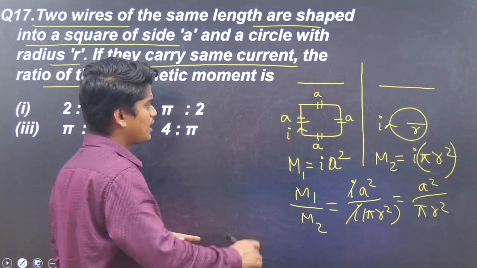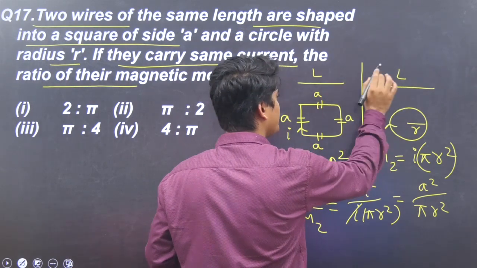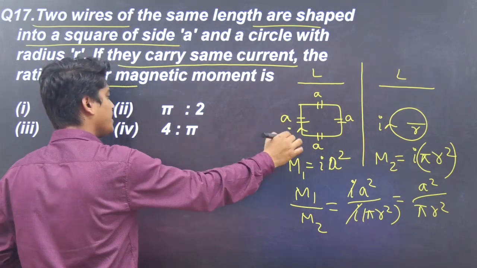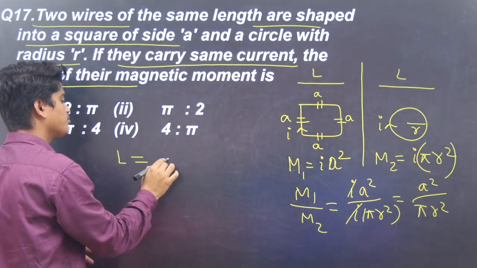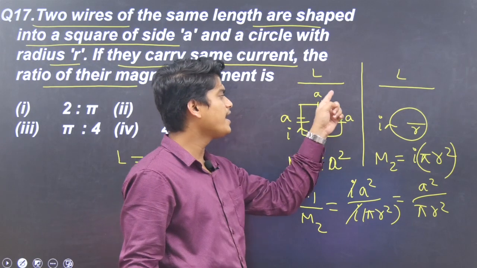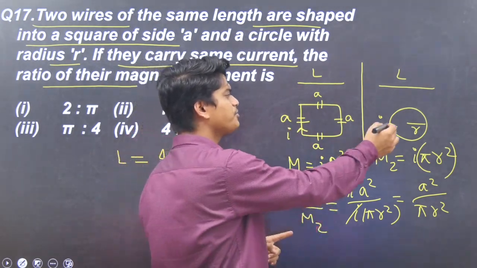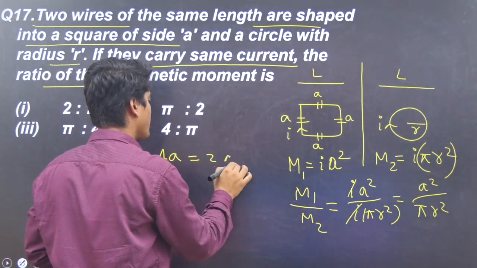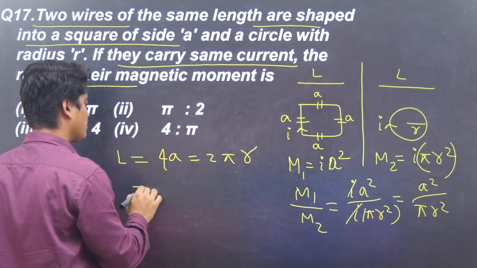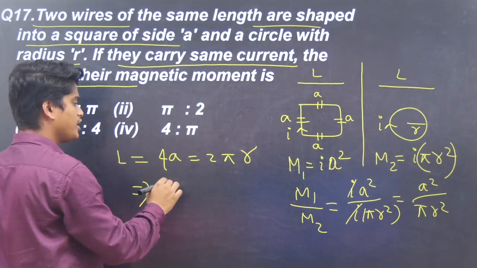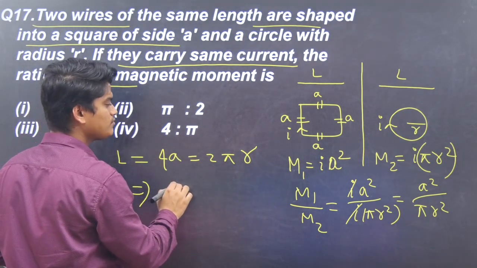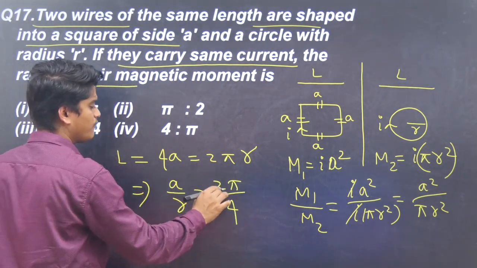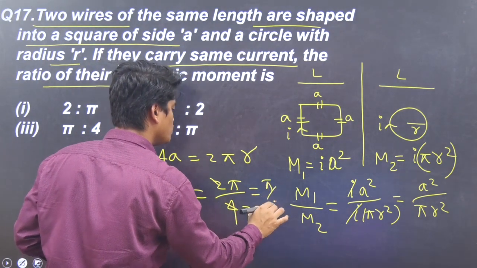How to remove it? See, it was the same initially, the same length L and L. When you make a square structure, the total length in terms of a is L equals 4a, because that is the perimeter. Similarly for the circle, the circumference is 2 pi r. Now both lengths are the same, so a by r will be 2 pi by 4, which cancels to pi by 2.